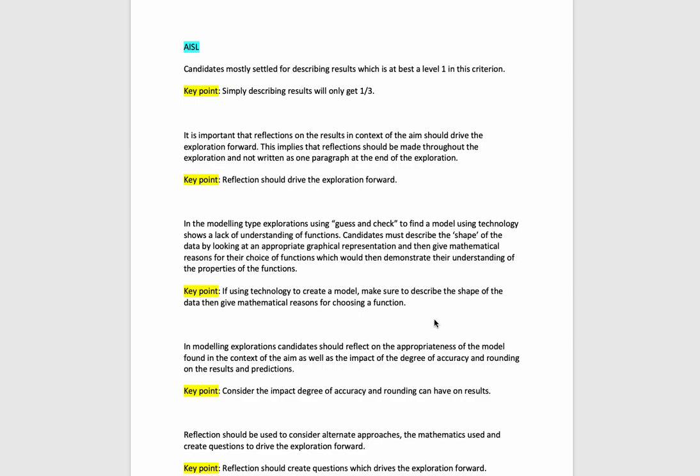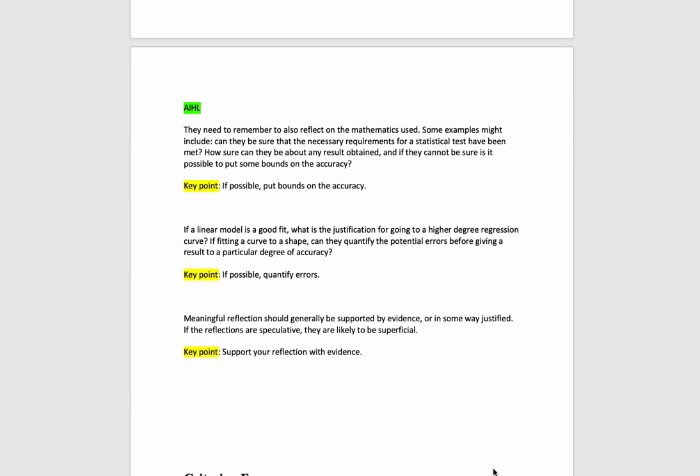So first, introduce the data, reflect on the data, look at the data, decide what does the data look like, and what function might make a good fit, why would it make a good fit, and then you fit the function using GeoGebra. Consider the impact accuracy and rounding can have on results. So again, similar kind of thing, guys. Talk about how accurate your results are. Reflection should create questions which drive the exploration forward. Same thing that I just mentioned there.